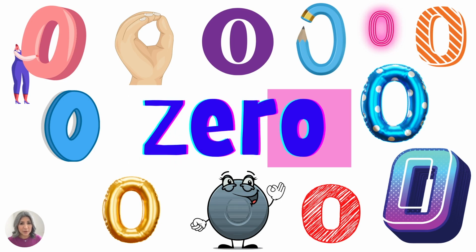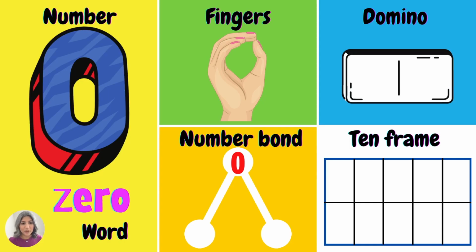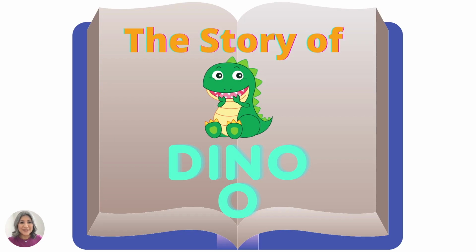This is the number 0. Our number mat for the number 0 shows us the number and the word 0. 0 is spelled Z-E-R-O. To represent the number 0 on our fingers, we do this. That represents 0. Our domino is blank. There are no dots on it because it's blank to represent 0. Our number bond shows us the number 0, and since it cannot be broken down to smaller numbers, it is left blank. Our 10 frame doesn't have any red dots. That represents the number 0.